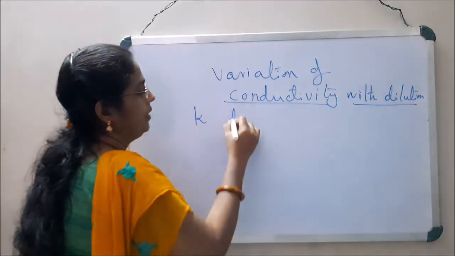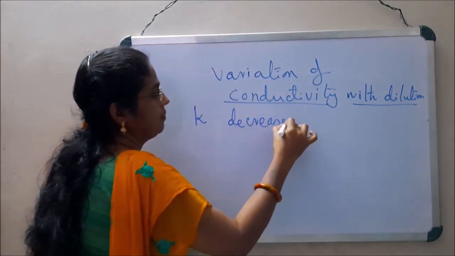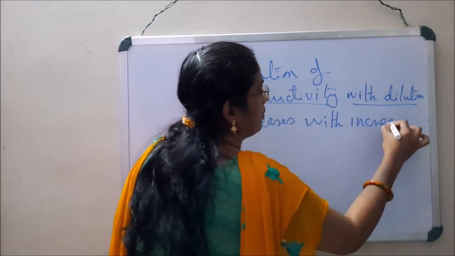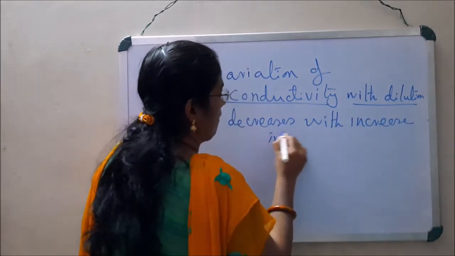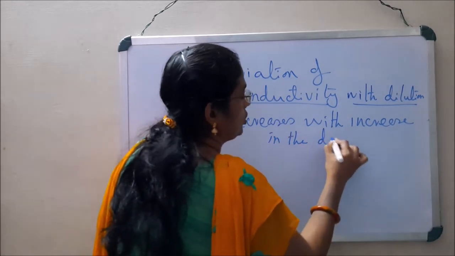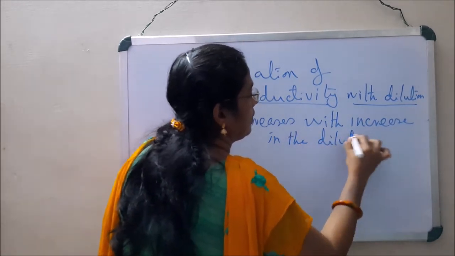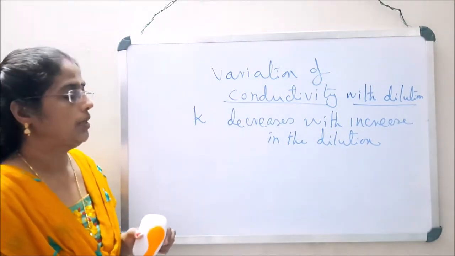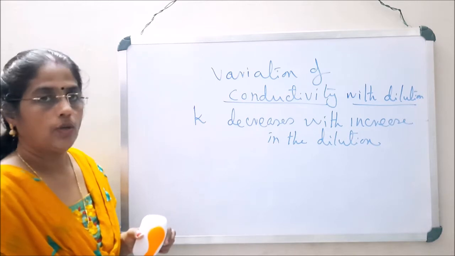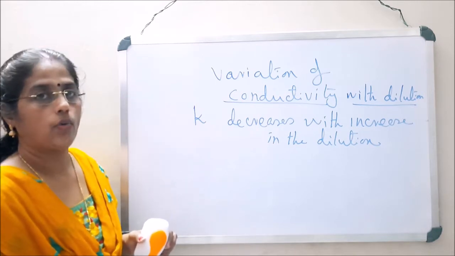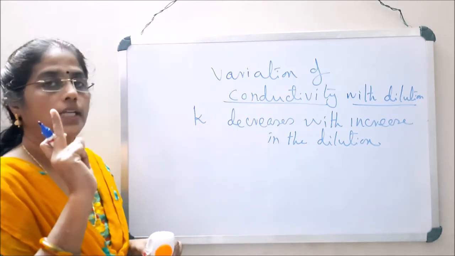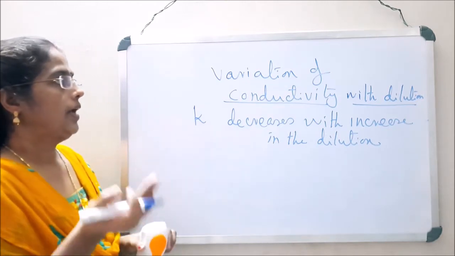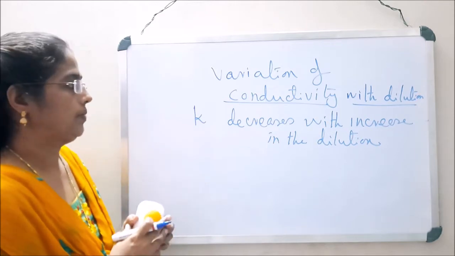Conductivity decreases with the increase in the dilution. Kappa decreases with the increase in the dilution because on dilution the number of ions present in 1 centimeter cube volume decreases. Okay. Then about the molar conductivity.